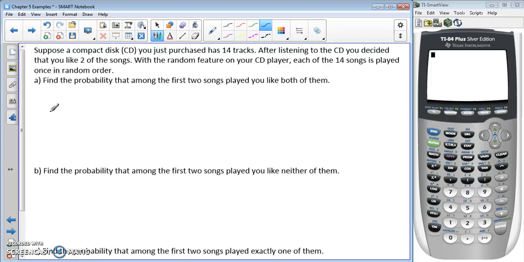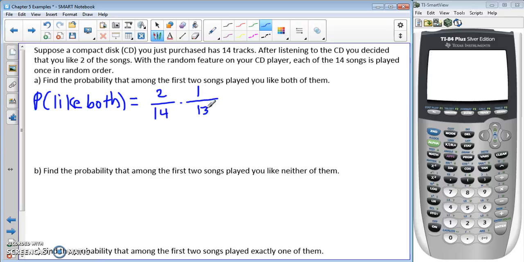So, since each song can only be played once, it's going to change things here. So, the probability that we like both. Thus, we like the first and the second, so we're going to multiply here. So we have 14 songs, and we like 2 of them. So that's the probability for the first one. But one song has already been selected, so now we're down to 13 options, and we've already picked one of those songs.